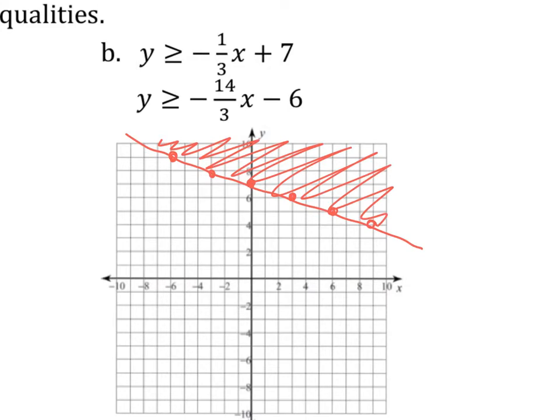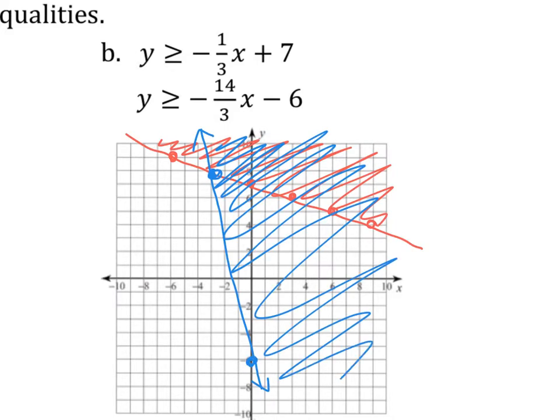Second one, y-intercept is -6. The slope says go down 14, right 3, but that won't fit on our graph, so I'm going to go up 14, left 3, which is right here. Solid line, because there's an equal sign. And it's also greater than, so I'm going to shade above.